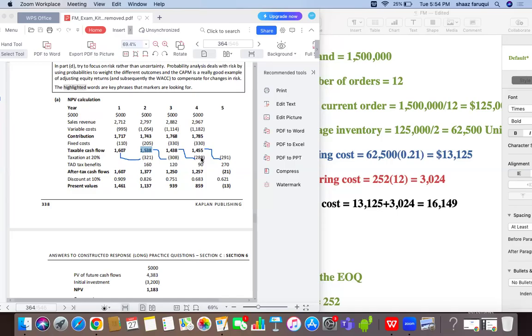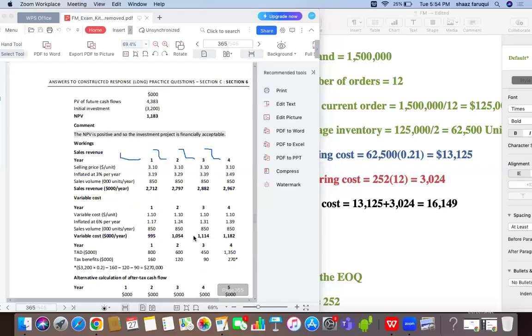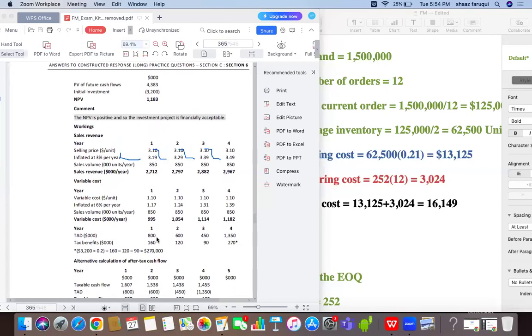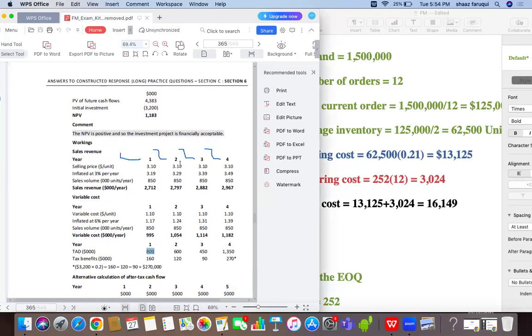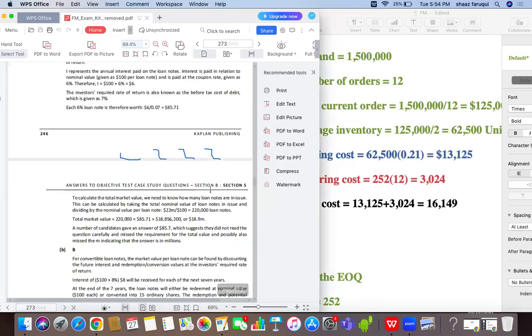Then comes tax allowable, the tax benefits. Again, the tax allowable depreciation in year 1 is 800,000. How do I know this? Guys, apologies. I'm going back again. I just want to know 800,000.